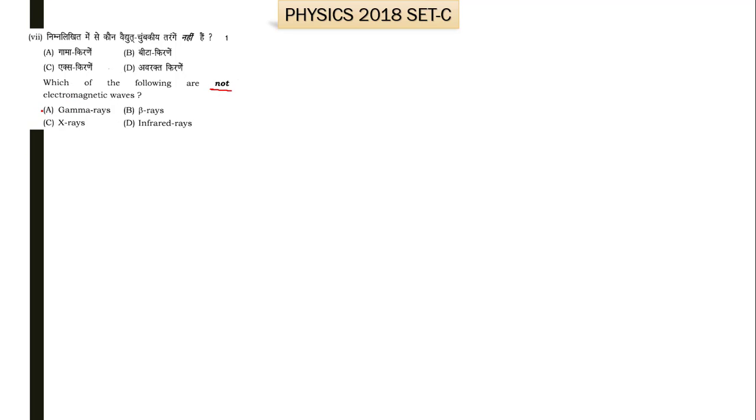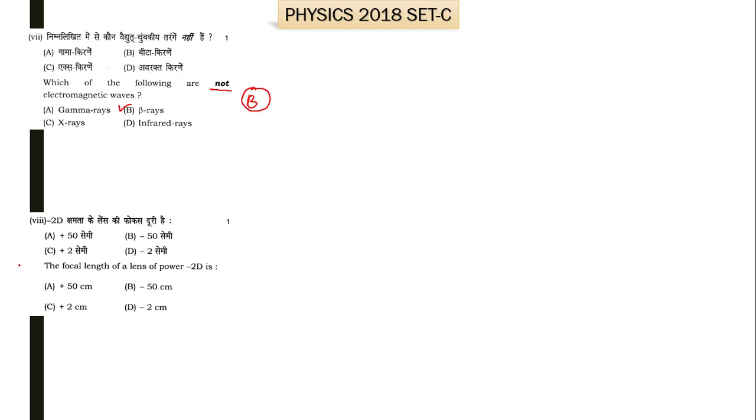Gamma rays are electromagnetic waves, X-rays are electromagnetic waves, infrared rays are also electromagnetic waves. So the only option left is B. So B is the right option, that is, beta rays are not electromagnetic waves, but beta rays are particles, that is, a beam of electrons, you can simply say.